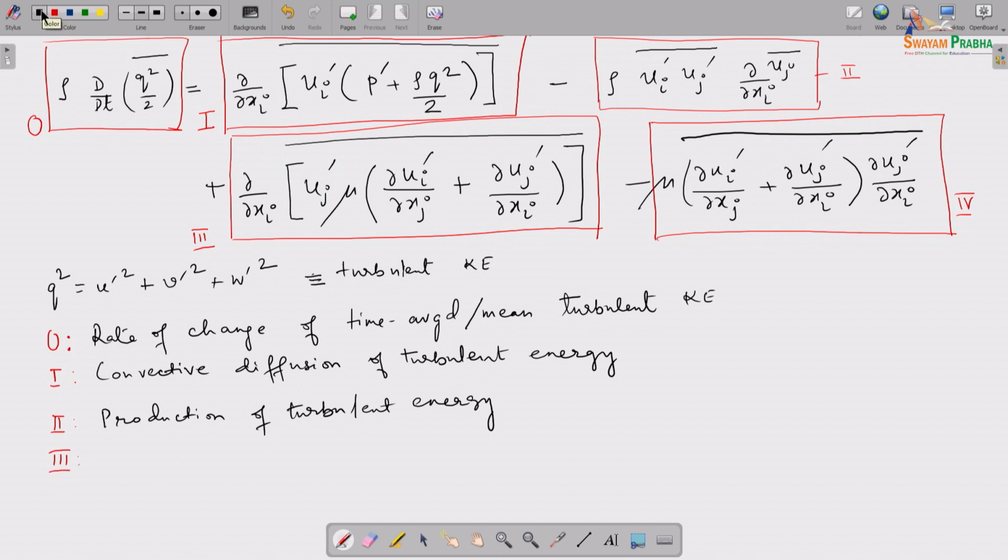Next, work done by turbulent viscous forces. We have a viscosity component there. So this one essentially is the work done by turbulent viscous stresses. And finally, the fourth term, turbulent viscous dissipation.